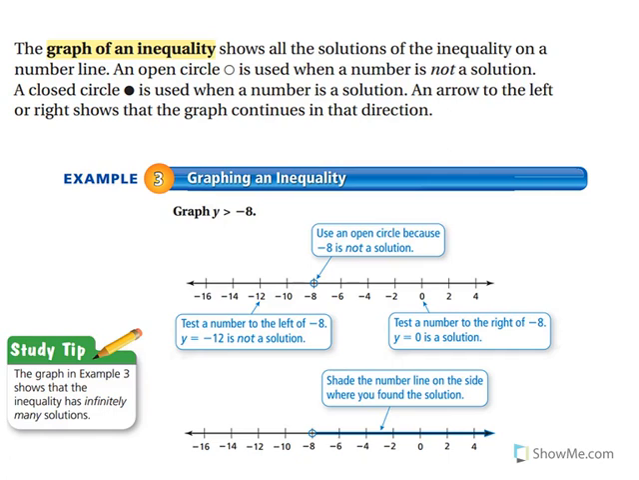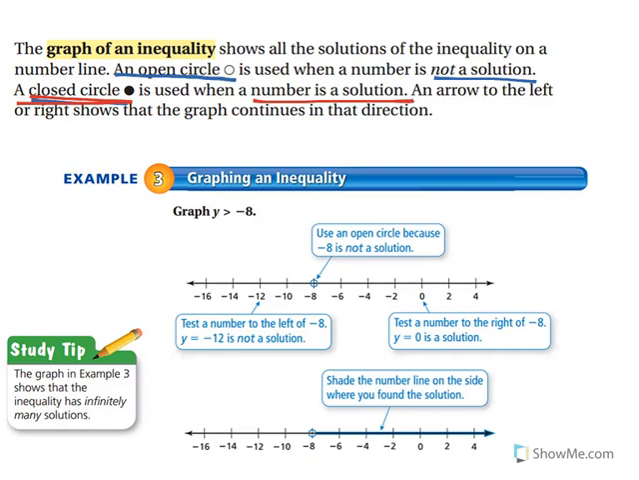So now we're on to the graphing part of this. It says a graph of an inequality shows all the solutions of the inequality on a number line. An open circle is used when the number is not a solution. Okay? And a closed circle is used when a number is a solution. I'll show you what that means here in a moment. An arrow to the left and right shows the graph continues in that direction.